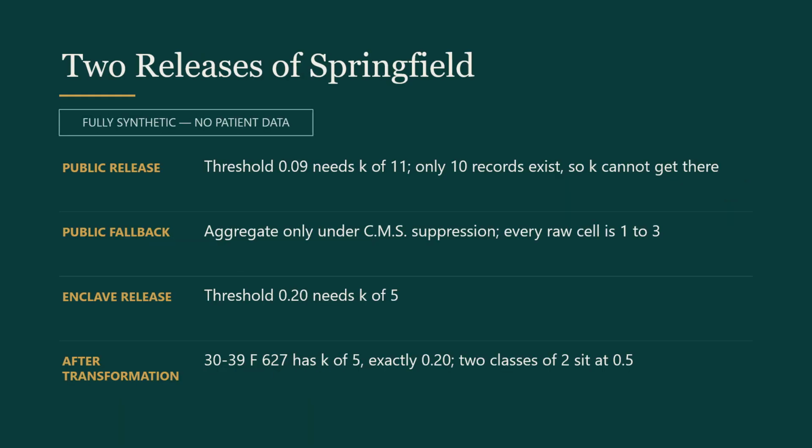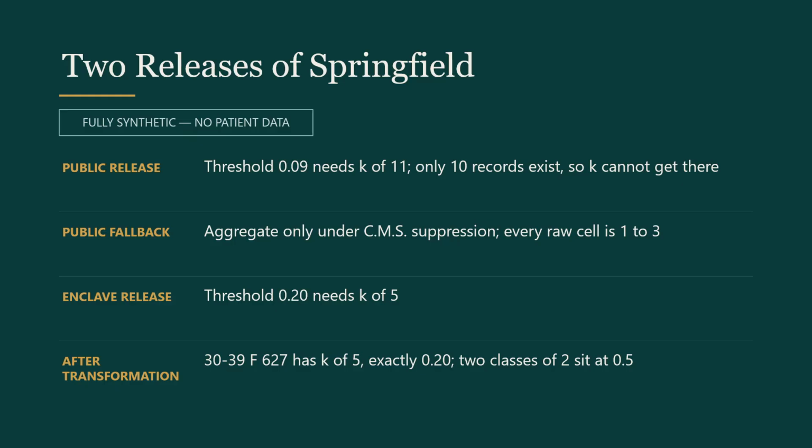Let us release our fully synthetic Springfield extract twice and see what the thresholds actually do. Release 1, public. Adopt the public benchmark, maximum risk 0.09, which needs a minimum class size of 11. Springfield has 10 records. A class can never be larger than the file it lives in, so K of 11 is not merely hard here, it is arithmetically unreachable. No generalization, no suppression, no cleverness gets a 10-row file to a class of 11.